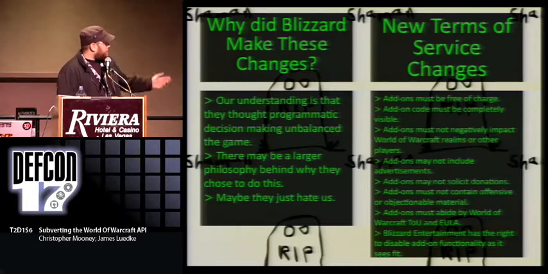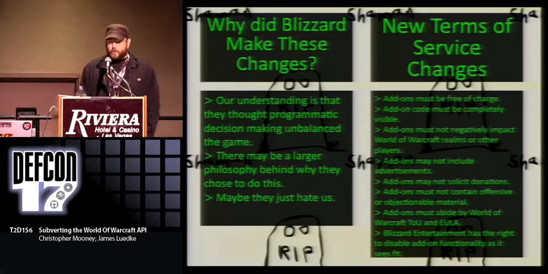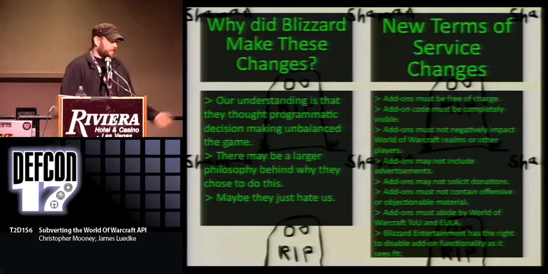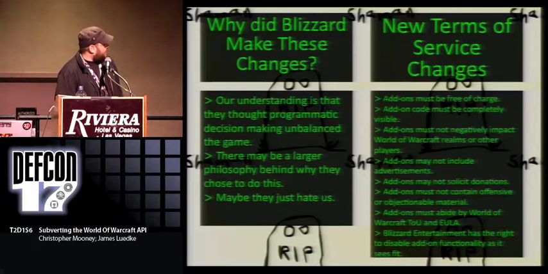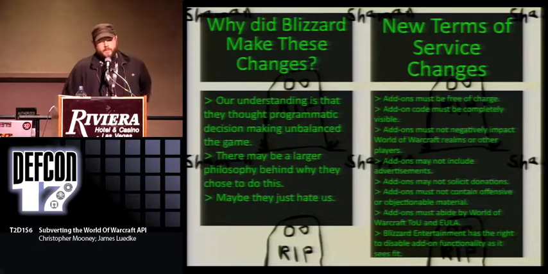Why'd they make the changes? I'm going to skip right down to the bottom one here. Maybe they hate us. Because we all put a lot of code and a lot of time into this, and they just said, forget it, we don't care. But really, I think it was something about trying to stop programmatic decision making.